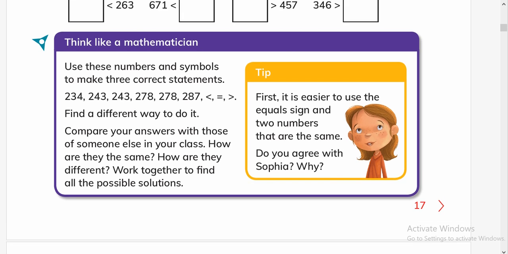Okay, now here it's written, think like a mathematician. Use these numbers and symbols to make these correct statements. 234, 243 and 278, these numbers. Find a different way to do it. Okay, so let's do it.